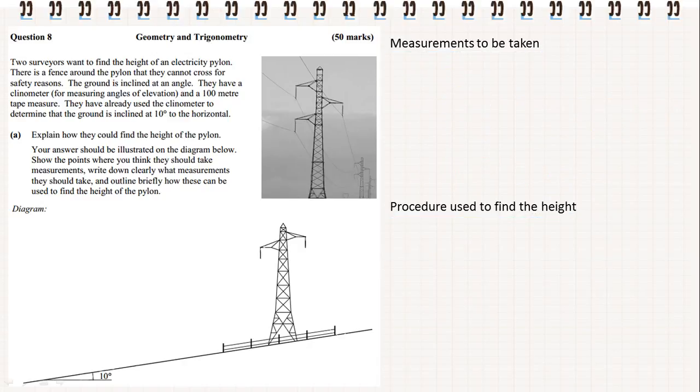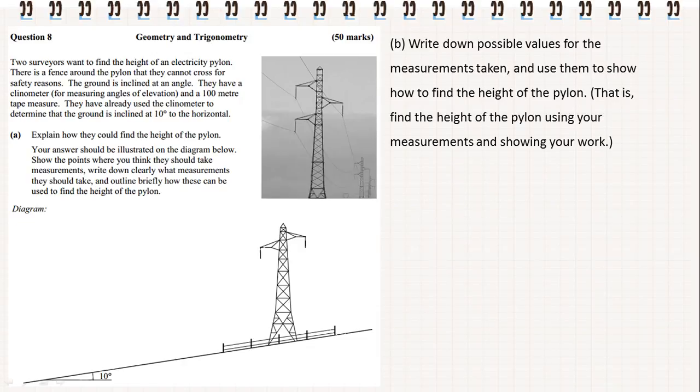So let's continue on and read part B for this question. Write down possible values for the measurements taken and use them to show how to find the height of the pylon. That is, find the height of the pylon using your measurements and showing your work.